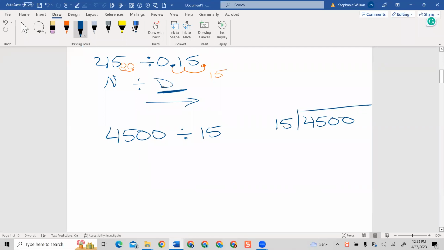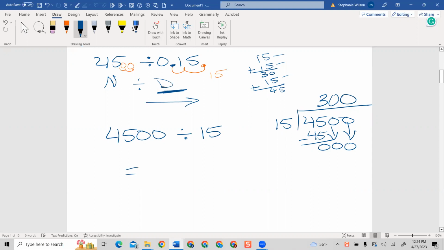All right. So how many times will 15 go into 4? It won't. But how many times will it go into 45? Well, one way to look at it is 15 plus 15 is 30. Add 15 more, it's 45. So we know that 1, 2, 3 times it will go into 45. I'm going to put it above the 5 here. 3 times 15 is 45. 45 minus 45 is 0. Bring down this 0. 15 goes into 0, 0 times. Bring down this 0. 15 goes into 0, 0 times. So this gives me 300, and that is my answer.